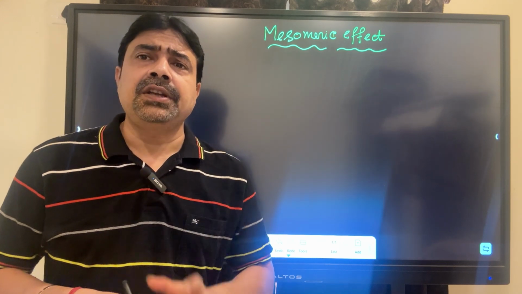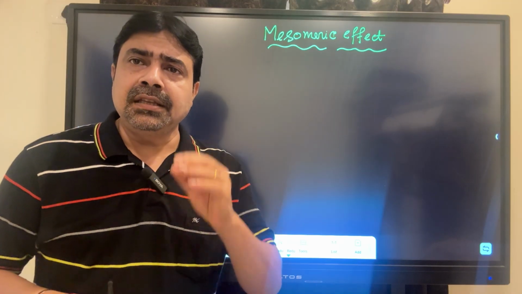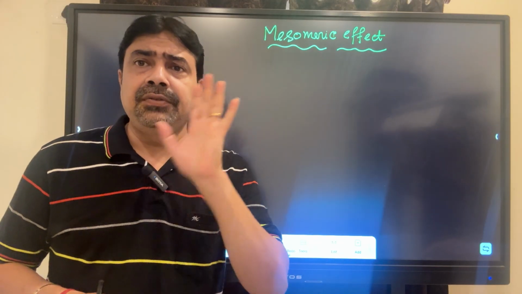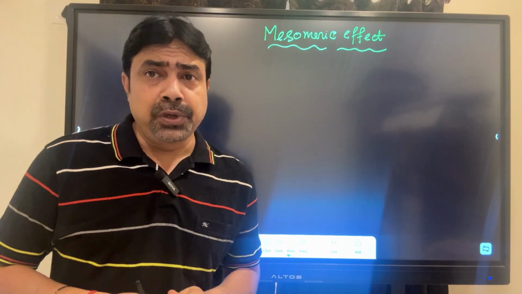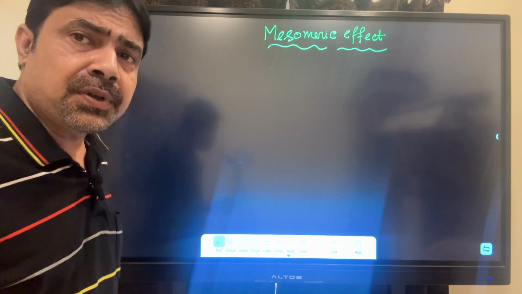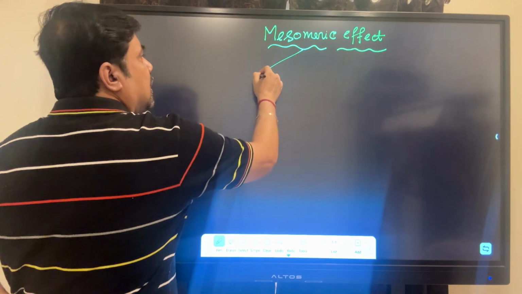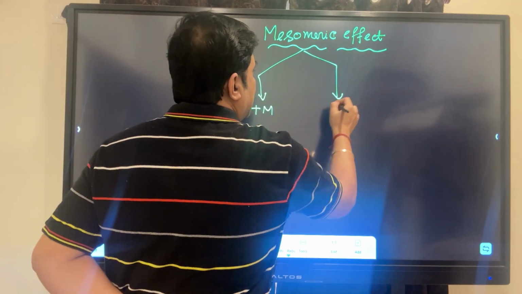Now the mesomeric effect is when a certain group either withdraws electrons from, or gives electrons to, the main structure through delocalization, through resonance. There are two types of mesomeric effect: one is called plus M and another is called minus M.